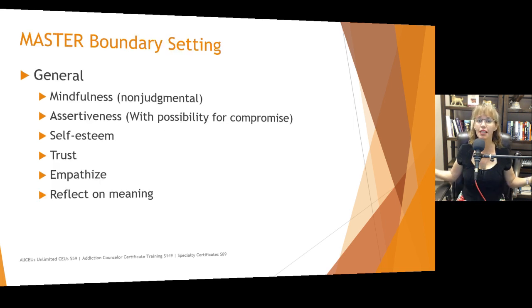Which takes us to the acronym MASTER. You can be the master of your own destiny. Think of it that way. Mindfulness. That's the first thing, being non-judgmentally mindful of what your thoughts, wants, and needs are. You can't set boundaries unless you know what your thoughts, wants, and needs are. Once you know how you feel or think about something, great. Those are yours, and you can accept them non-judgmentally. They are yours. Not good, not bad, just yours.